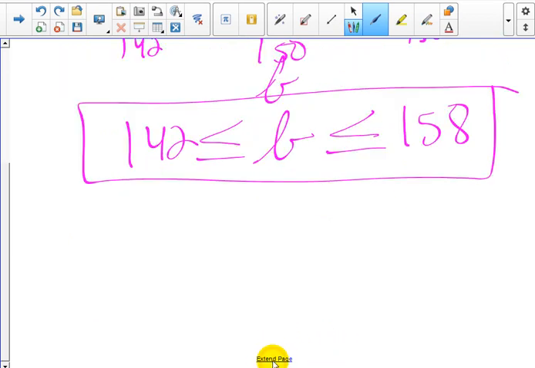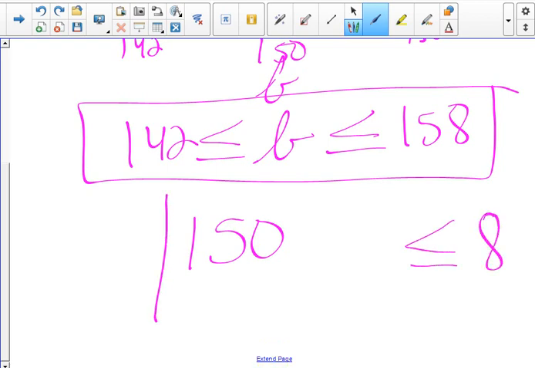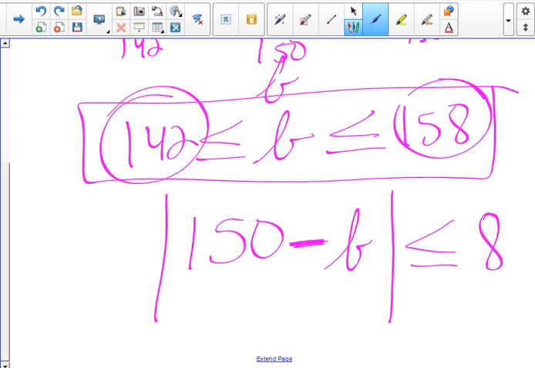So to represent this as an absolute value equation, we're dealing with 150 balls, but we could have an error here, right? But the error margin must be less than or equal to 8. So the absolute value of 150 minus the balls, however many we have, could be up to 158, but not more, or down to 142, must be within that error range of 8. So that's how you represent the inequality.